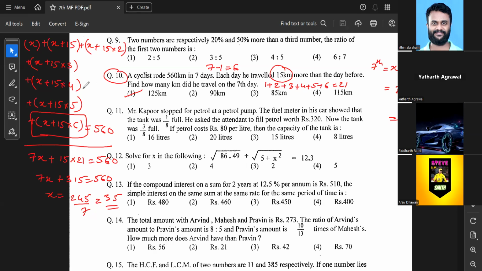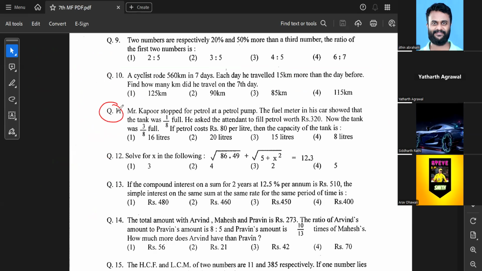Okay, dear children, let's go for the next problem. Mr. Kapoor stopped for petrol at a petrol pump. The fuel meter in his car showed that the tank is 1 by 8 full. He asked the attendant to fill petrol worth 320 rupees. Now the tank is 3 by 8. If the petrol costs 80 rupees per liter, then the capacity of the tank will be how much?